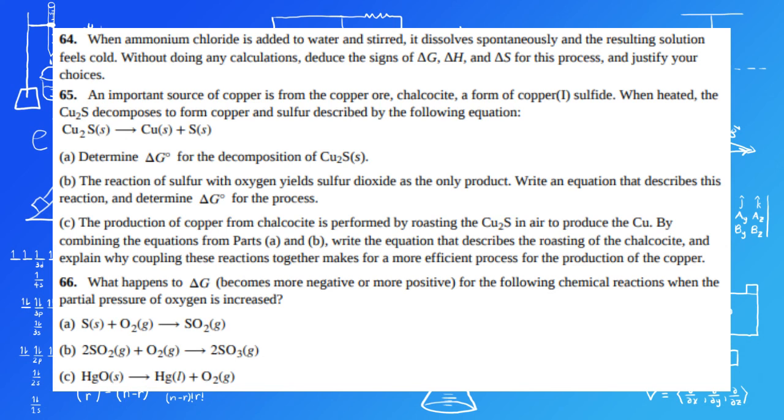Part B, same thing, increasing oxygen would shift you right, so that would increase spontaneity, that would make delta G more negative. Part C, it's a product, so if you add oxygen, that shifts equilibrium left, which makes the delta G more positive, or less negative if it happens to be negative. Okay, yeah, that's pretty much it.